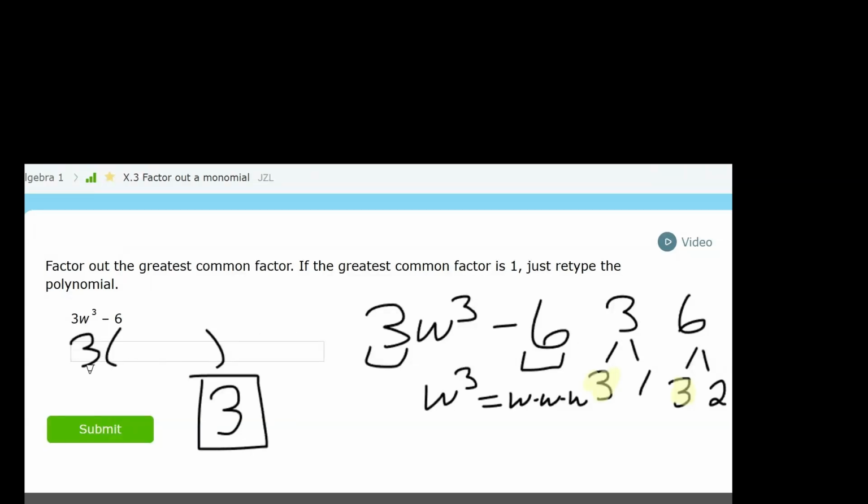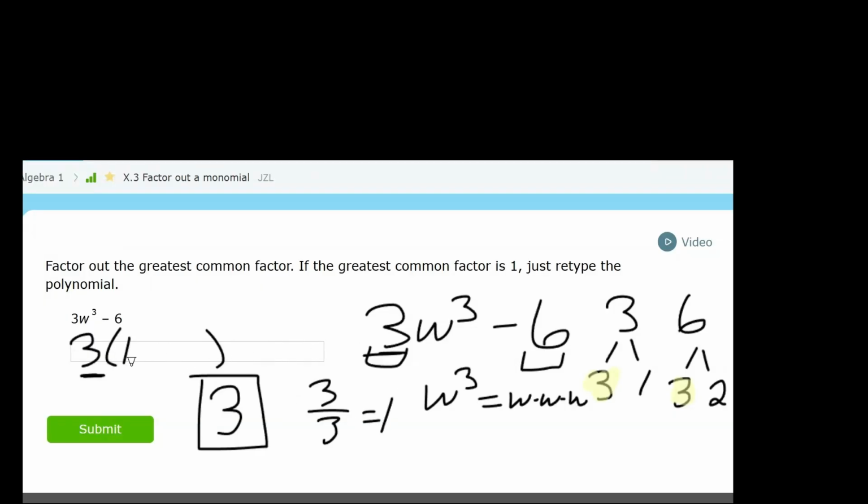Okay? And now we're going to divide. 3 divided by 3 is just 1, so I'm going to write a 1 here. And then we don't have any w's to divide by, so that will just stay in here. We're going to carry our negative here, and then 6 divided by 3 is just 2. So our final answer is just 3, parentheses, w to the third minus 2.